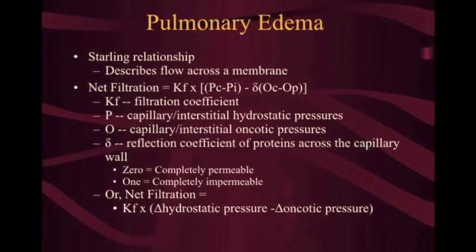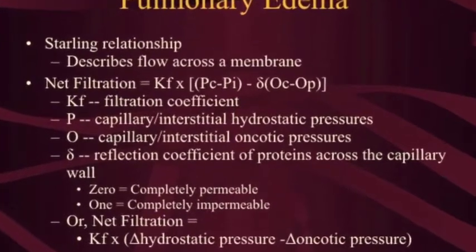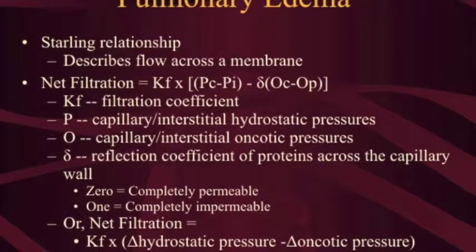Okay, pulmonary edema. This is the worst slide in the whole talk, so don't let this one scare you off. There's a lot of numbers here. I'll try to break it down into something that's easy to understand. The Starling relationship describes flow across a membrane, and we're talking about flow from the blood vessels into the interstitial space. So net filtration is Kf, the filtration coefficient, times (Pc minus Pi) minus sigma times (πc minus πi).